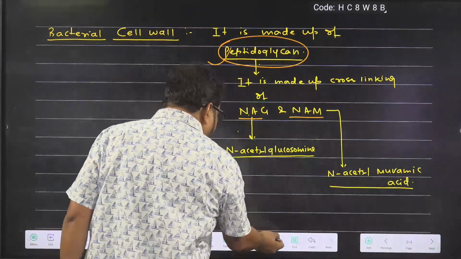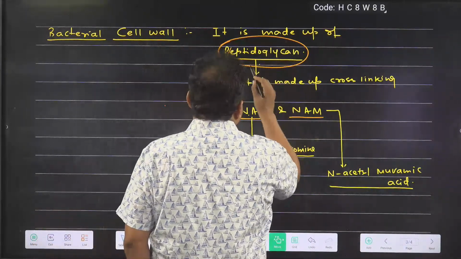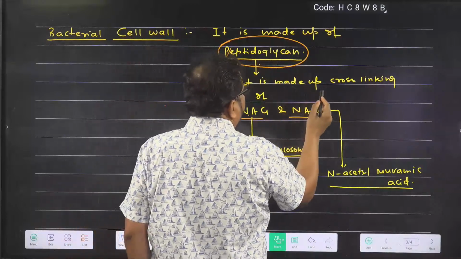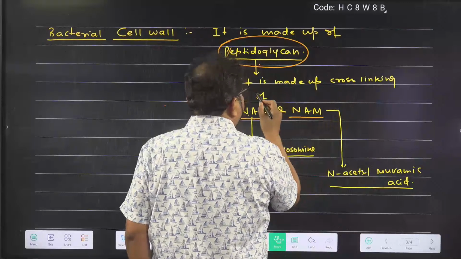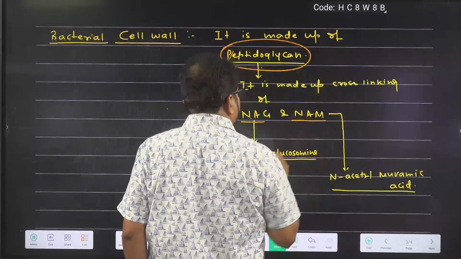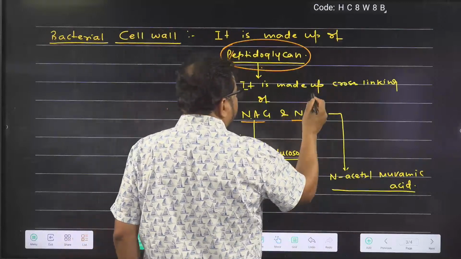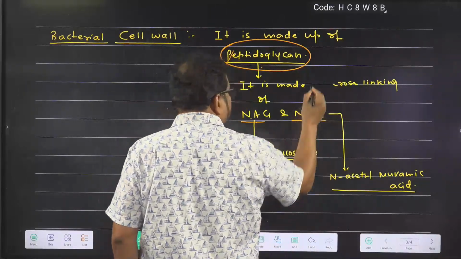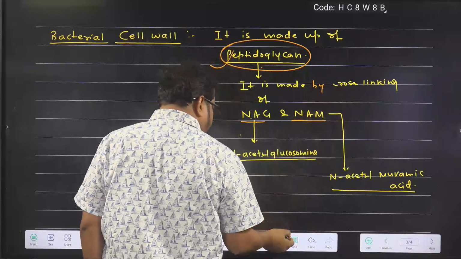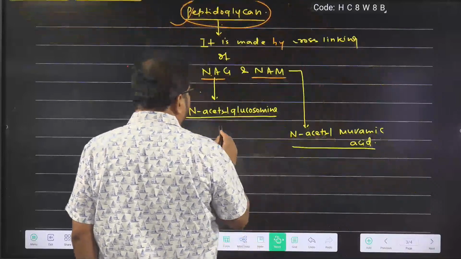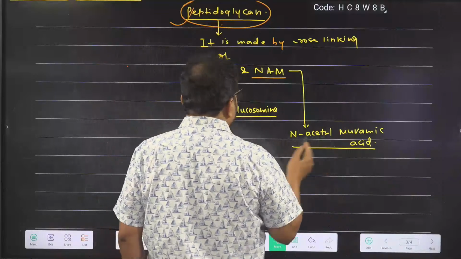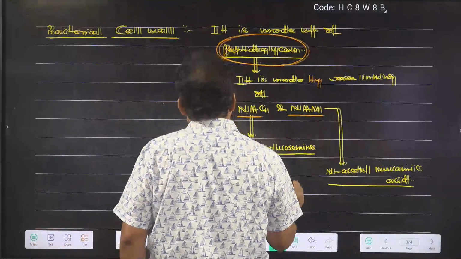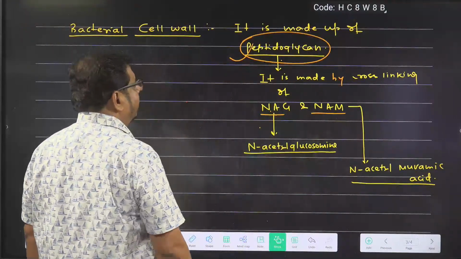So see the thing. What I am telling is that this cell wall is made up of peptidoglycan, and this peptidoglycan is made by cross-linking of NAG and NAM. NAG stands for N-acetyl glucosamine and NAM stands for N-acetyl muramic acid. Got the idea? Is it clear in the mind? So this is the composition of the cell wall of the bacteria.